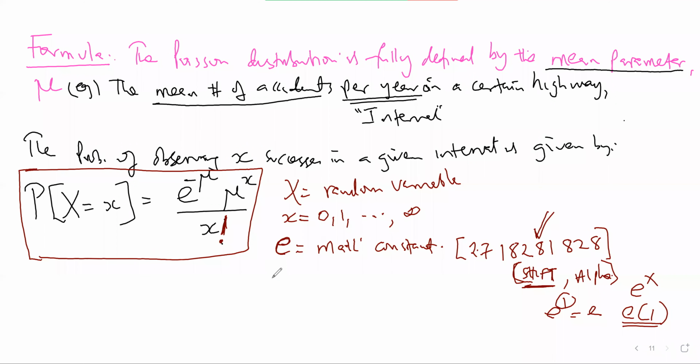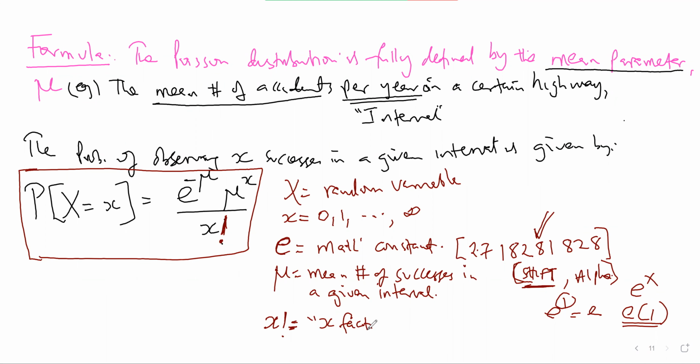Then here we have, of course, mu. This is a parameter, the mean number of successes in a given interval. Most of the time it will be an interval of time, so it will be per day or per hour, per minute, and so on. Okay. Then we have this here. This is read as x factorial. This is how you read it, x factorial.